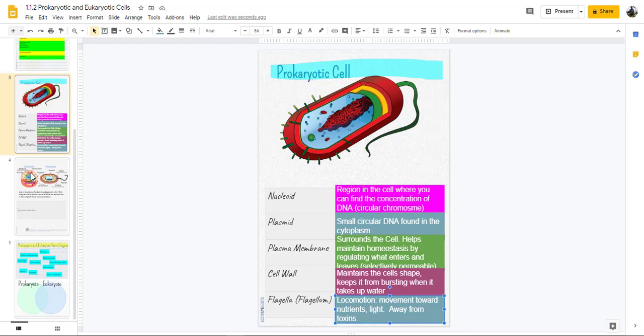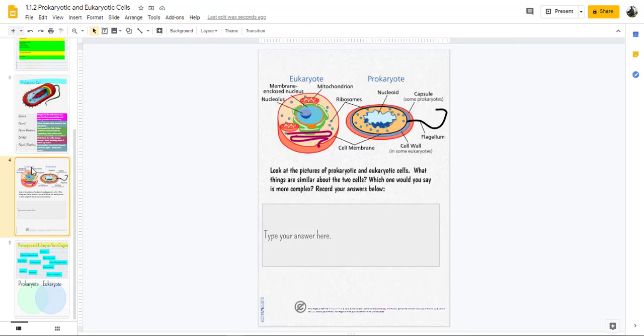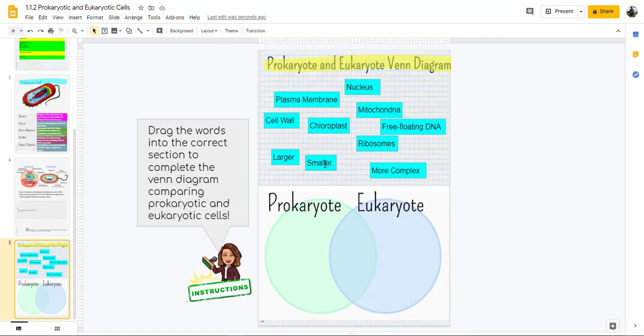Okay, so make sure you've got that in your notebook and move to the next page where you are going to look at a eukaryotic cell and a prokaryotic cell. I want you to find things that are similar and things that are different and type your answer in that box. After you've done that, I want you to move down to this Venn diagram and drag these words where they belong on the Venn diagram comparing prokaryotes and eukaryotes. So I'm going to have you pause the video, do those two things, and then come back and we will fill out this Venn diagram together. Okay, so pause your video.